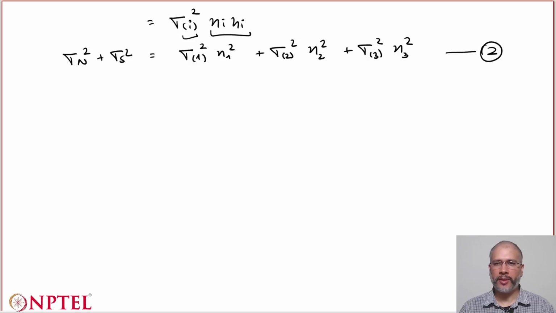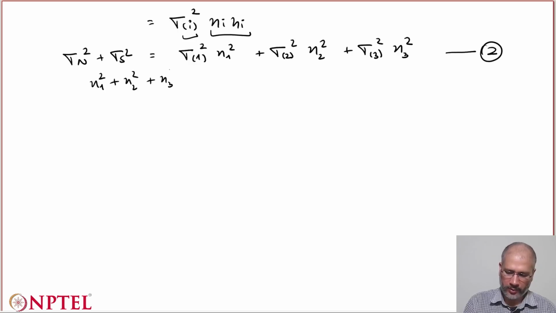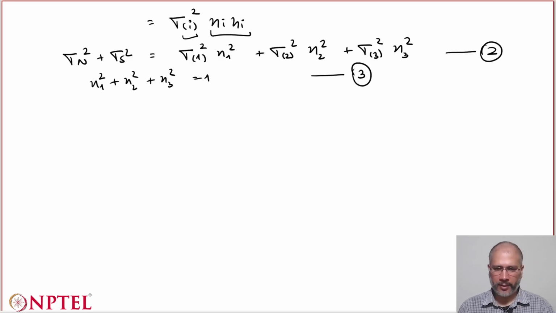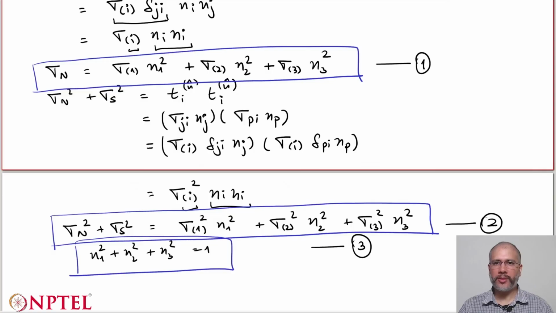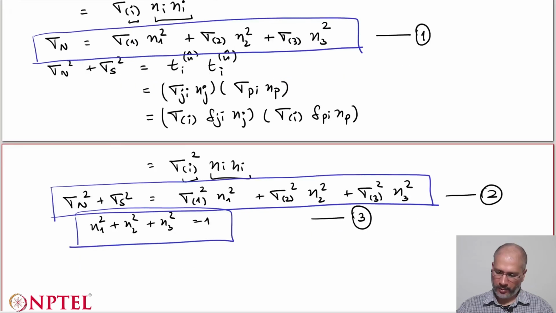Finally, we have the condition that n hat is a unit normal. So we can write n1 squared plus n2 squared plus n3 squared equals 1, and that becomes equation number 3. So we can see that the variables in these equations are n1 squared, n2 squared and n3 squared. We already know sigma. Sigma is given to us. So sigma 1, sigma 2 and sigma 3 are known values, and sigma n and sigma s depend on n1 squared, n2 squared and n3 squared. So we have three unknowns, n1 squared, n2 squared and n3 squared.